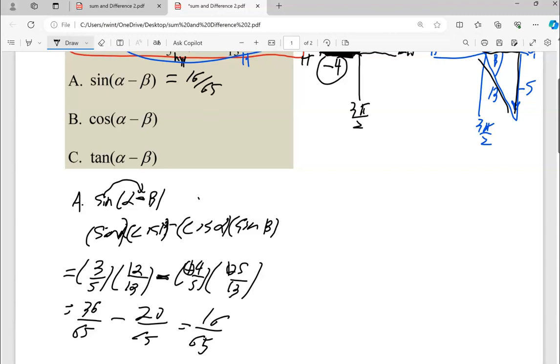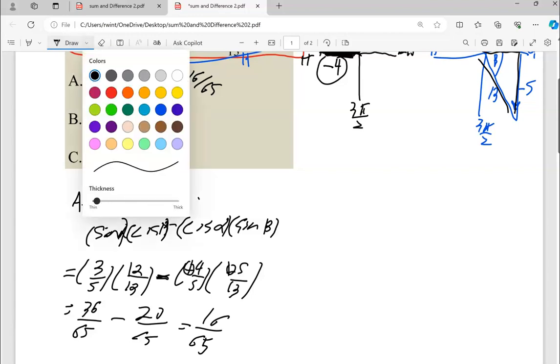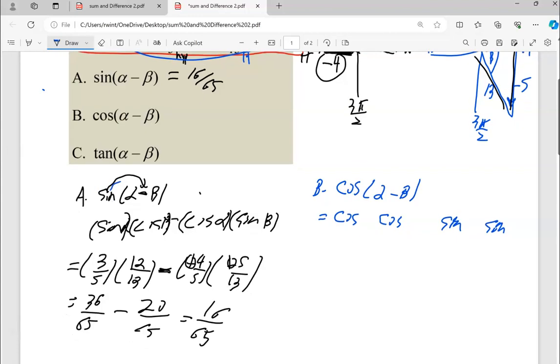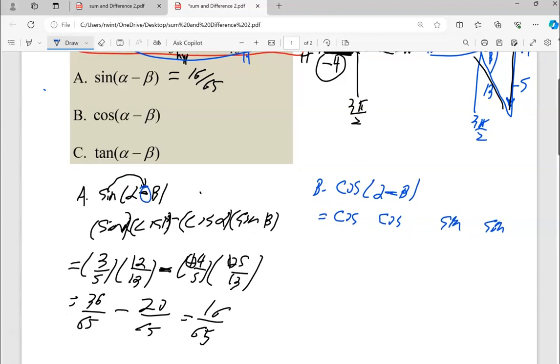We're going to do the same thing here with the cosine. So let me change colors here. So part B, I'm doing cosine of alpha minus beta. Your identity: cosine, cosine, sine, sine. And unlike the sine, which keeps its sign, the cosine will change it. And then it's alpha, beta, alpha, beta.